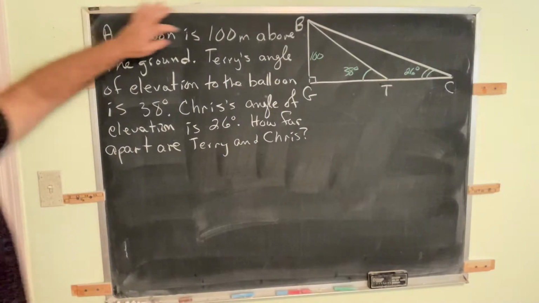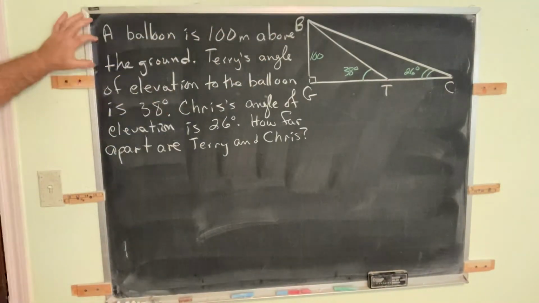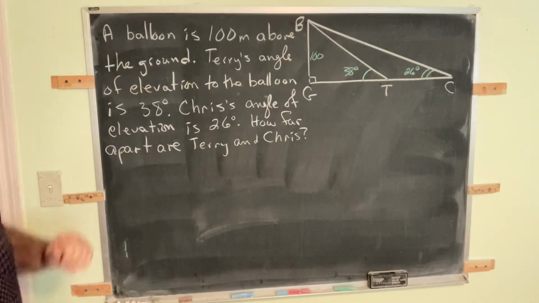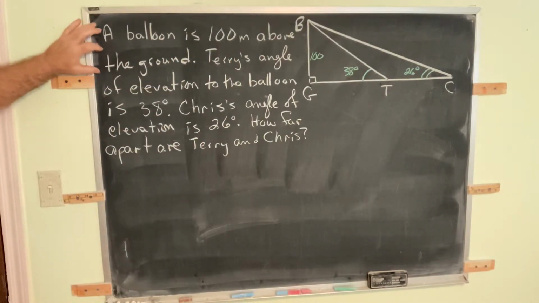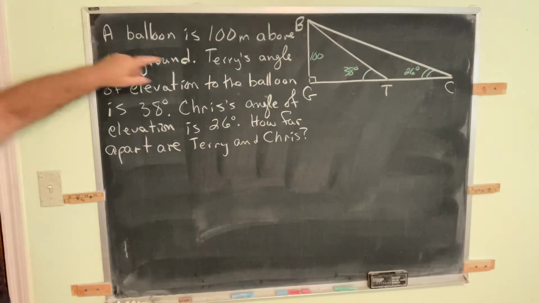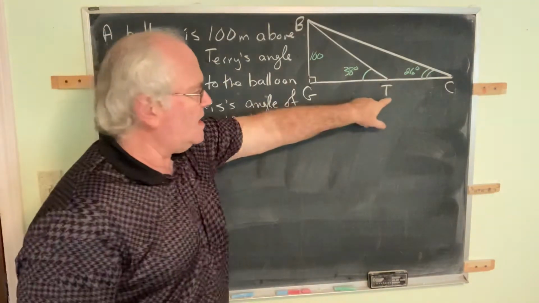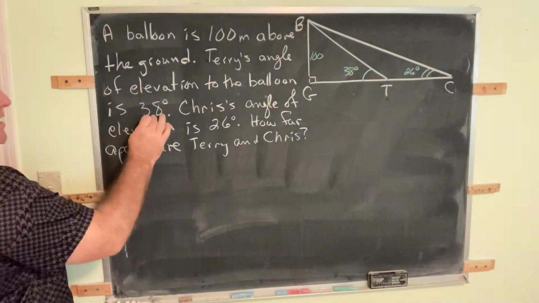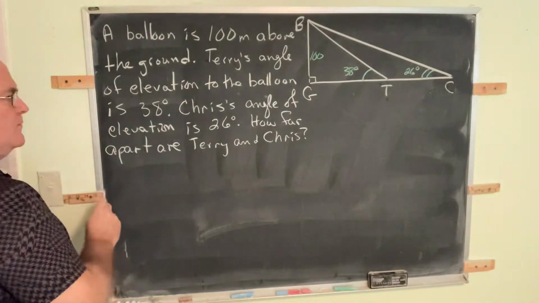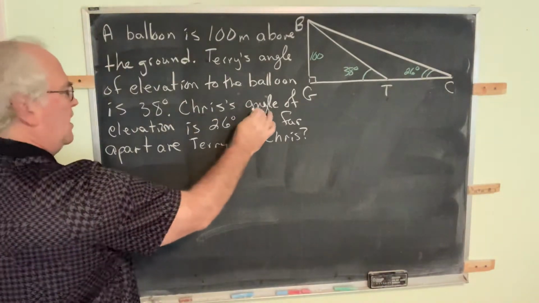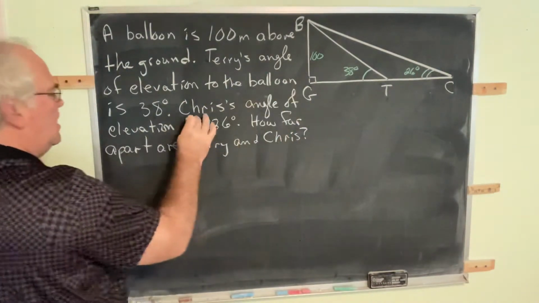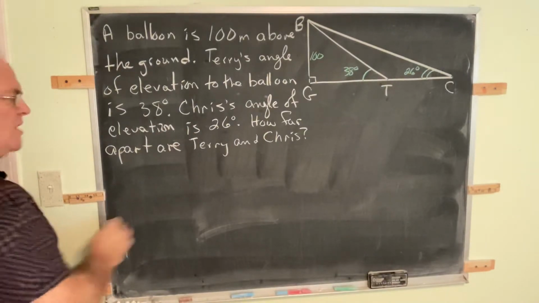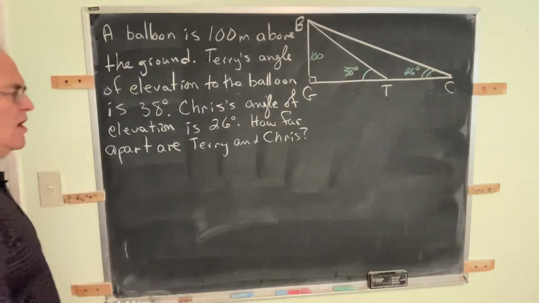We have a balloon, B. A balloon is 100 meters above the ground. So the given information is given in green over here. A balloon is 100 meters above the ground. Terry, at point T, has an angle of elevation to the balloon of 38 degrees. Again, that's given in green. And Chris's angle of elevation, Chris is over at C, Chris's angle of elevation is 26 degrees. And the question we're asked to find is how far apart are Terry and Chris?